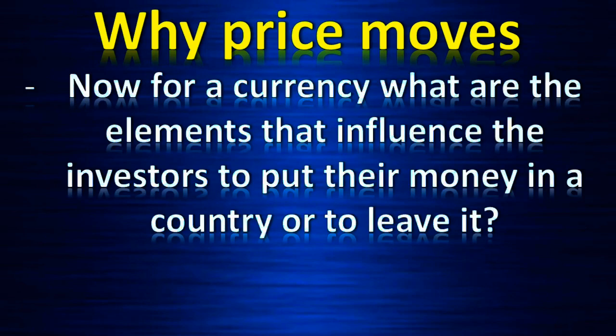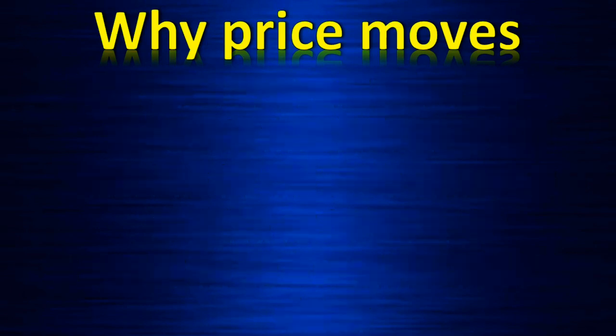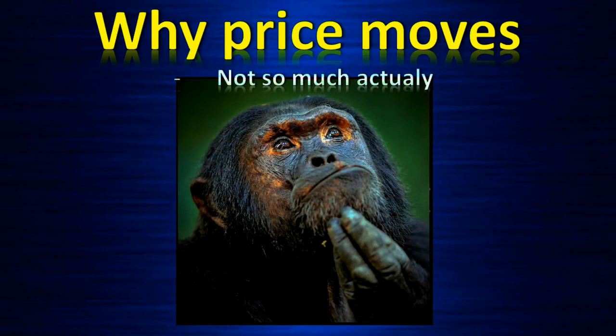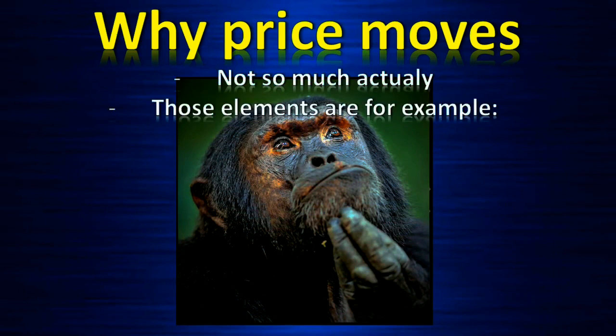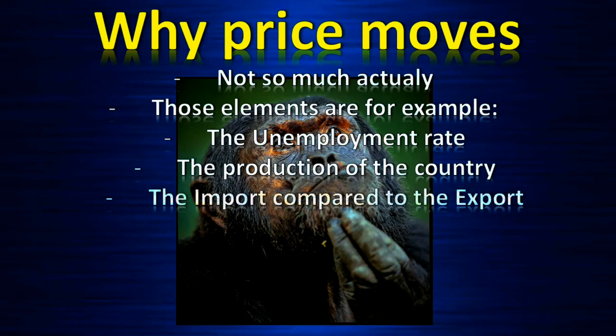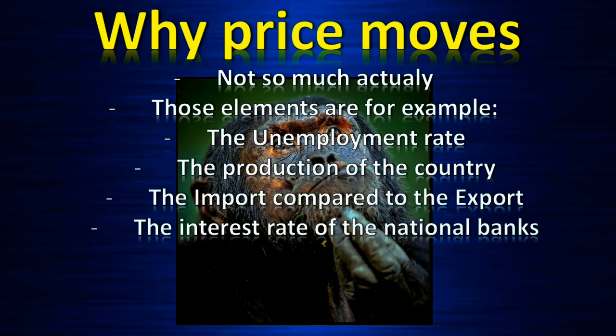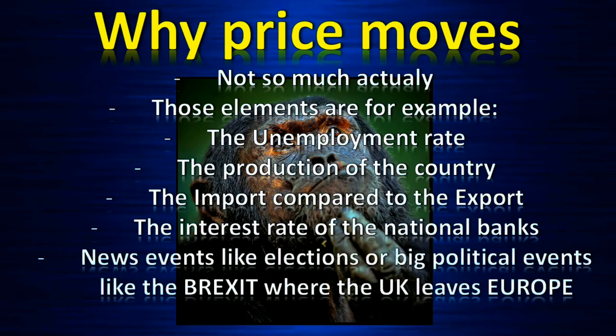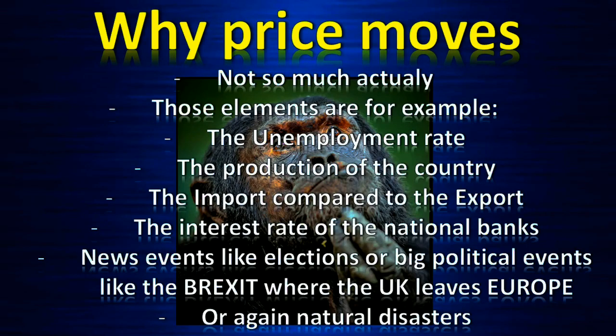For a currency, what are the elements that influence the investor to put their money in a country or to leave it? It seems to be a complex question, right? Not so much actually. When you think about it, those elements are, for example, the unemployment rate, the production of the country, the imports compared to the exports, the interest rate of the national banks, and news events like elections or big political events. Like today we have the Brexit, where the United Kingdom leaves Europe. This has a huge impact on the British pound, for example. Or again, it can be natural disasters.